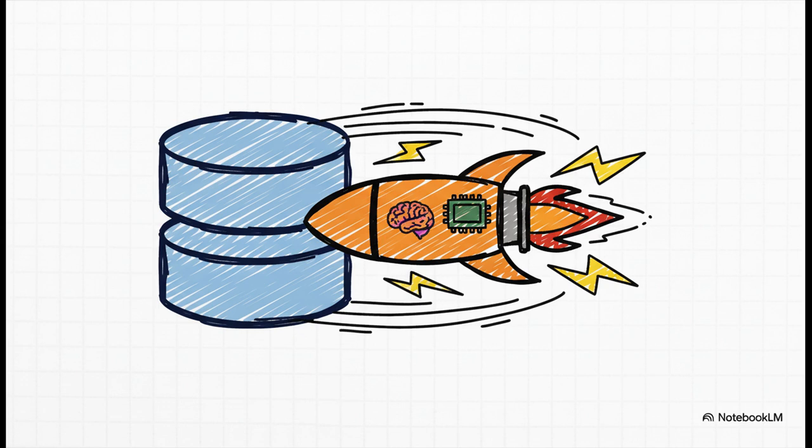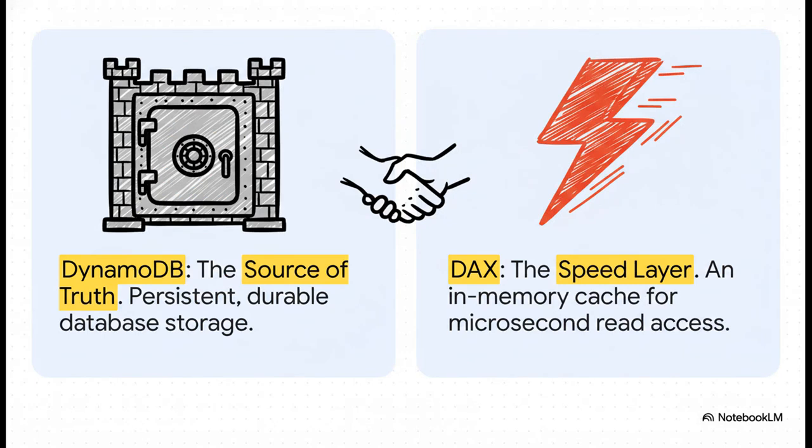That is incredibly fast. And this comparison here is really the key to understanding how they work together. DynamoDB is always your source of truth. It's the vault where your data is permanently and safely stored. DAX, on the other hand, is the in-memory cache. It's a temporary but ultra-fast speed layer. So while DAX is giving you that blistering microsecond access, DynamoDB is in the back guaranteeing your data is saved and durable. They're not competing, they're a high-performance team.